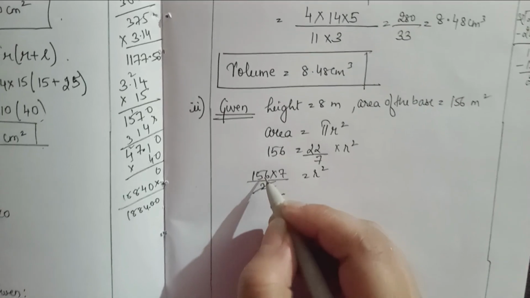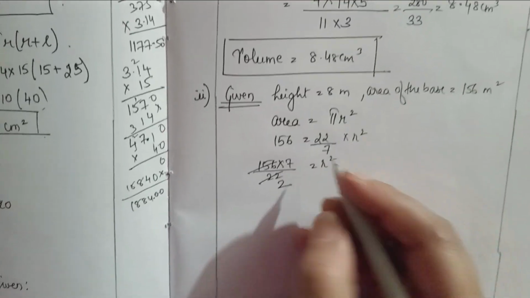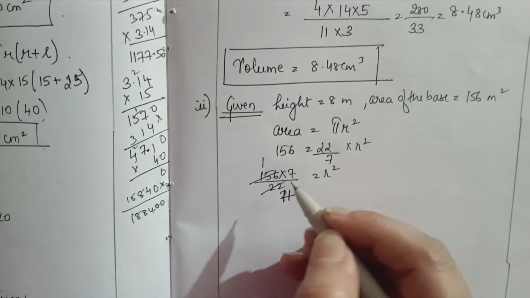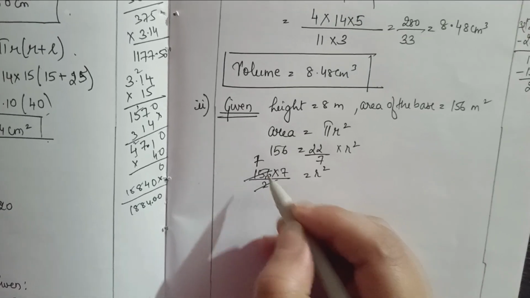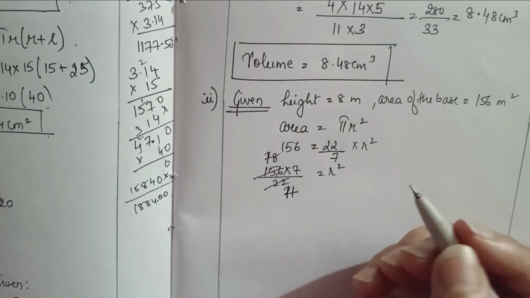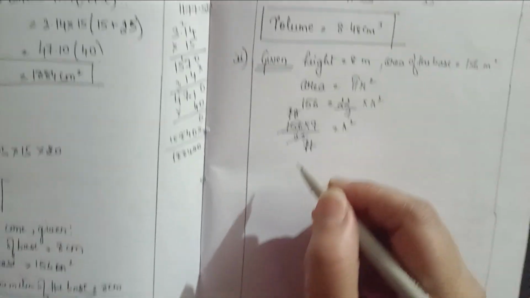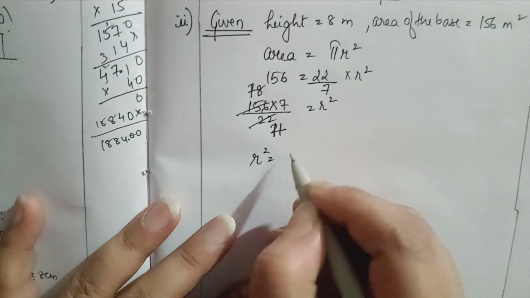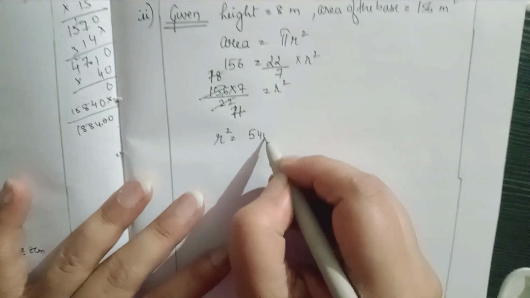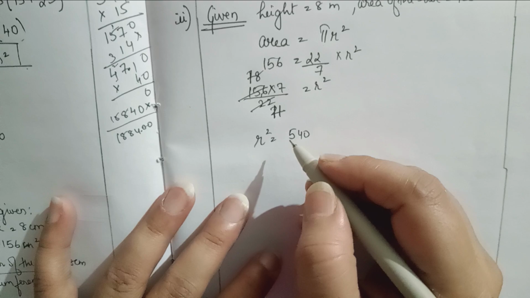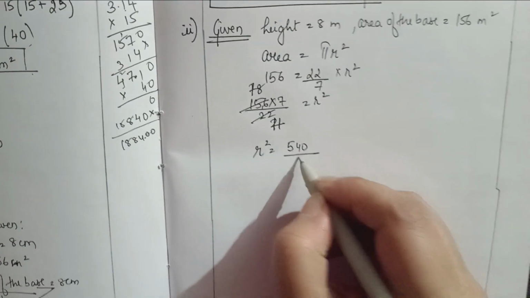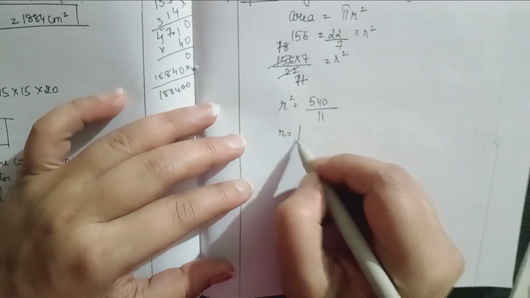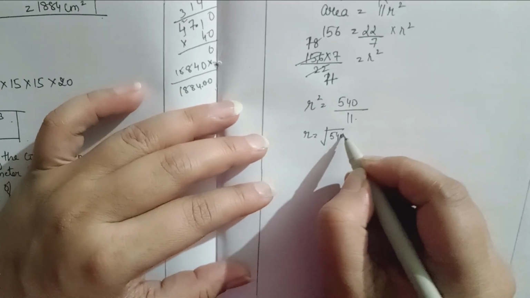2 11s are 22, and 11 ones, 2 7s is 14, 2 8s is 16, so 18/7 will give you r square as 540 over 11. Okay, r will be under root 540 over 11.